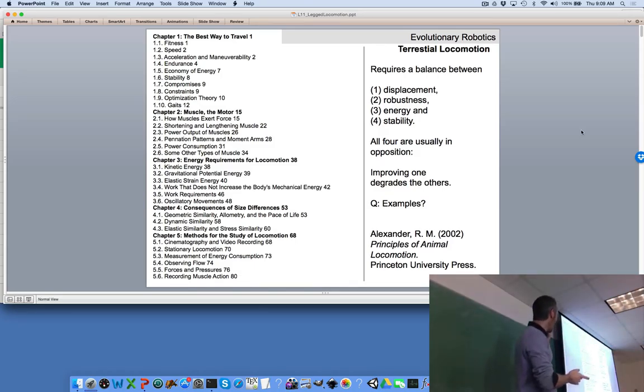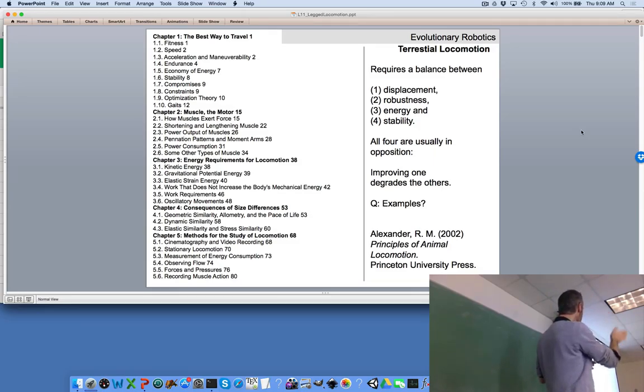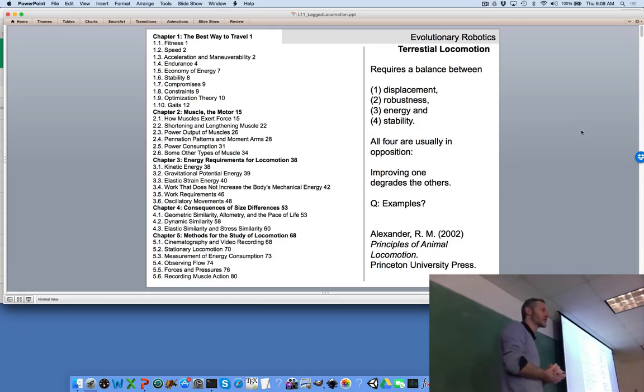Okay. As you can see from the table of contents, Alexander arranged his discussion starting with very, very simple things. How do you actually do it using muscle? And then he gradually marches through all the different ways that nature has solved this problem. And throughout this discussion, it becomes very clear that Mother Nature is trying to strike a balance between these four competing issues, which are absolutely important if you're an animal or a robot trying to get along in the real world. You need to get from point A to point B, so that's displacement.